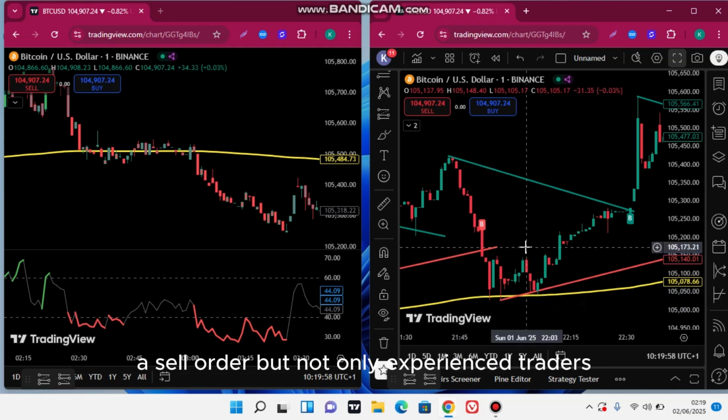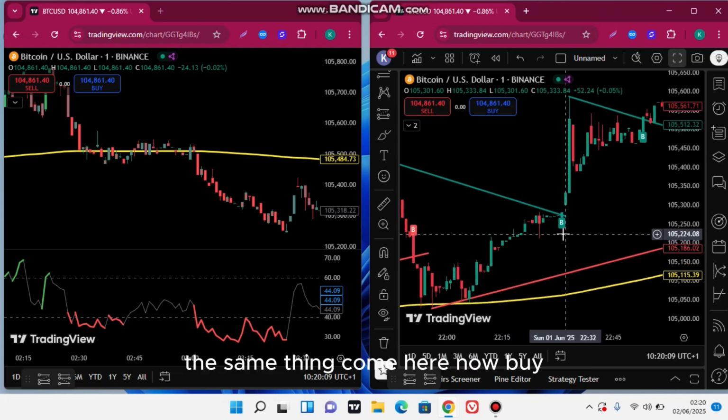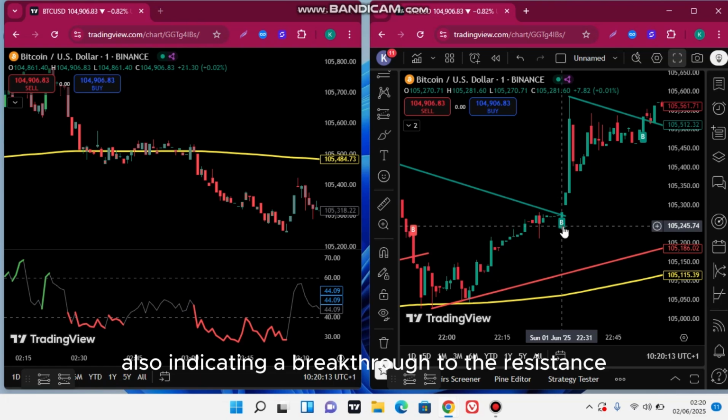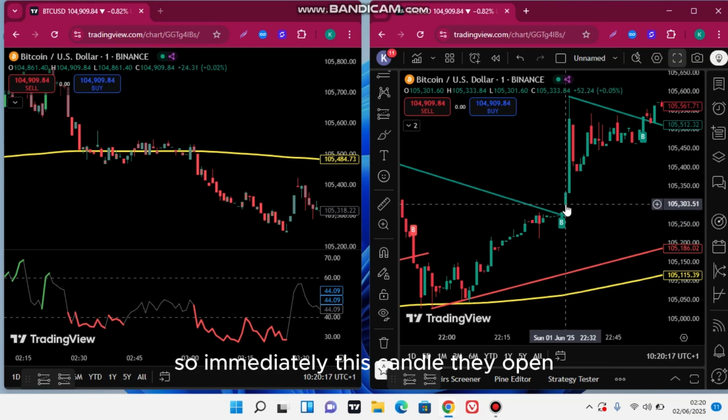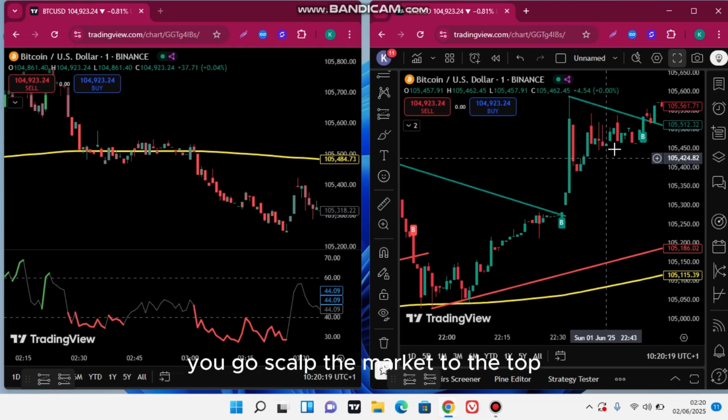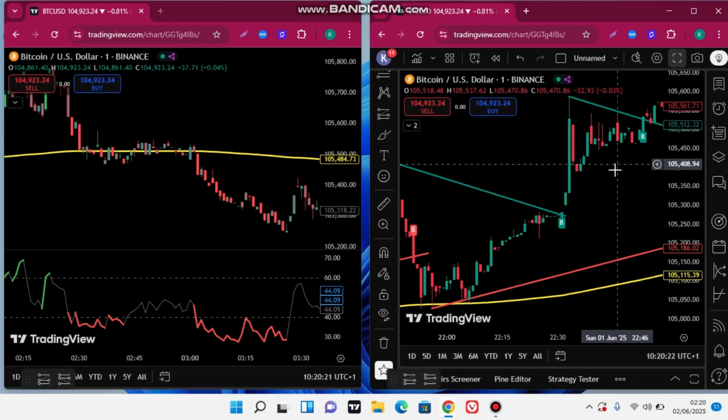But not only experienced traders na sabi do that. So as you never be experienced trader, just use this simple strategy what they use now, so that you will safely build your small funds. The same thing come here. Now buy also indicating a breakthrough to the resistance. So immediately this candle they open, you go place your buy order, you go scalp the market to the top.